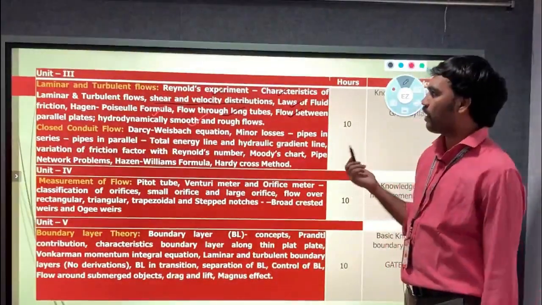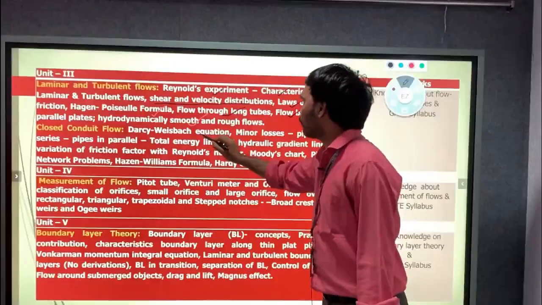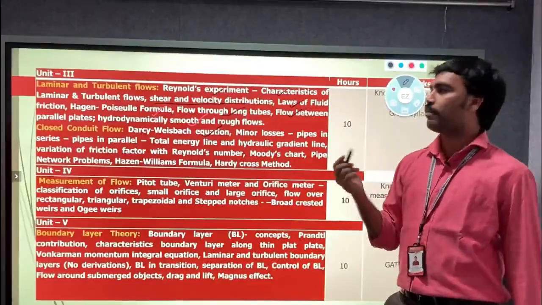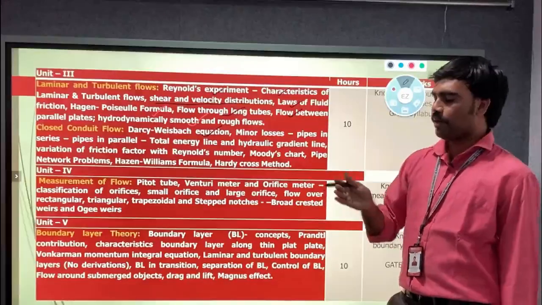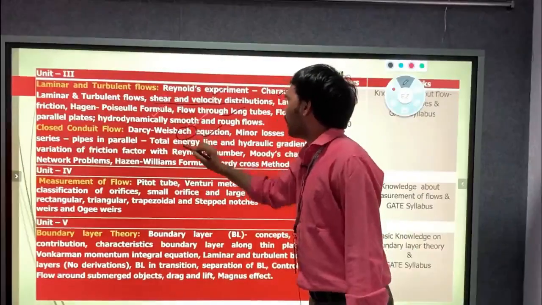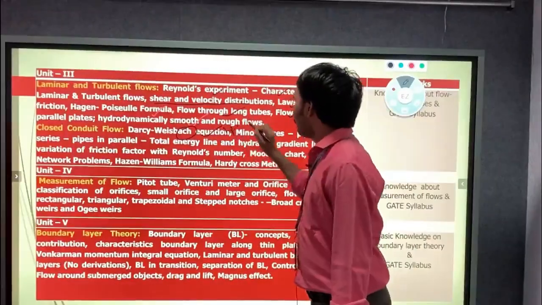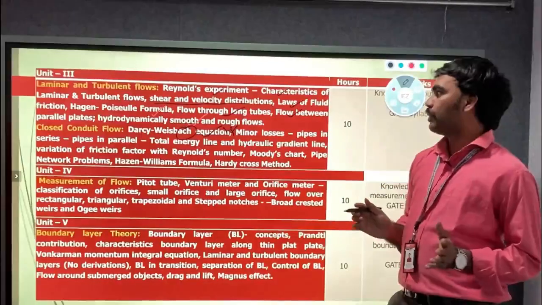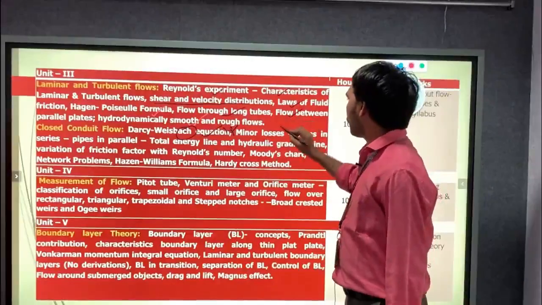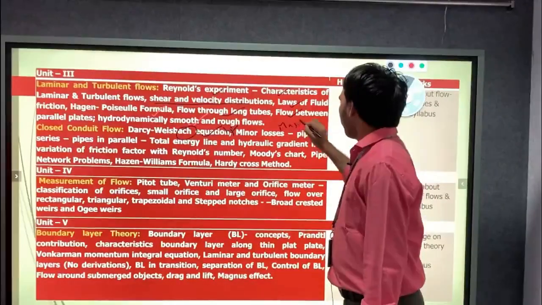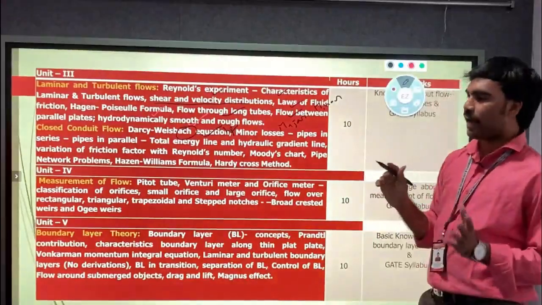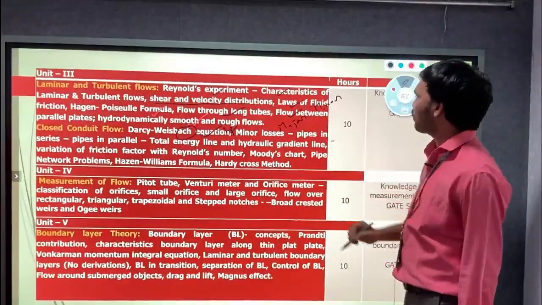In the second part of the third unit, we will derive the expression for the Darcy-Weisbach equation. First, we will discuss the minor and major losses when the fluid is flowing through pipes. This Darcy-Weisbach equation is helpful to find the loss of head due to friction. So when it comes to losses, there are two types of losses when the fluid is flowing through a pipe: major losses and minor losses.